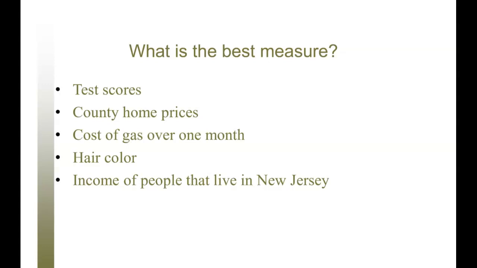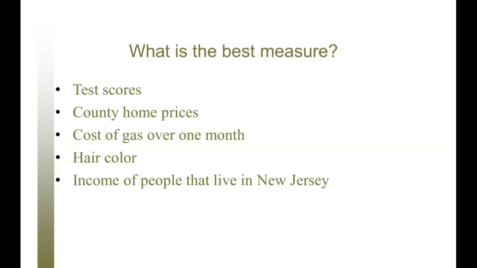Cost of gas over a month. Gas doesn't quite fluctuate that much, so an average or a mean would be good. Now, what about qualitative data, like hair color? You're not really looking at a mean or a median, but the mode is the best measure for any type of qualitative data, because you would have how many people have blonde hair, brown hair, black hair, gray hair, and then the most would be representative of the data, so whichever comes out the most.